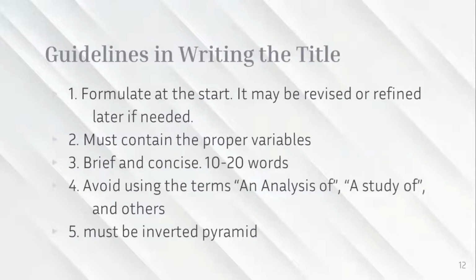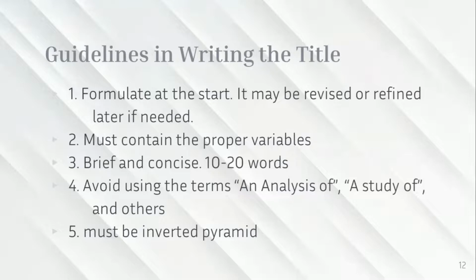Guidelines in writing the title. One, generally, the title is formulated before the start of research. It may be revised or refined later if needed. Title must always contain the subject of the study, location, population, and period. In experimental research, title must have the cause and effect relationship between the variables. It must also be brief and concise as possible. Ten words is enough to write a good title and not more than twenty words.